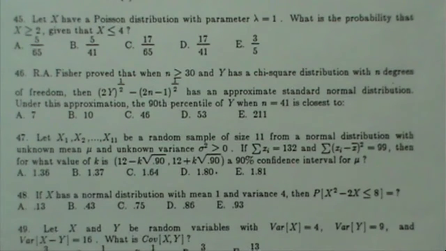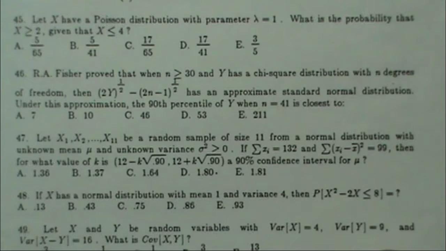Number 46. R.A. Fisher proved that when n is greater than 30 and y has a chi-square distribution with n degrees of freedom, then the square root of 2y minus the square root of 2n minus 1 has an approximate standard normal distribution. Under this approximation, the 90th percentile of y when n is equal to 41 is closest to.